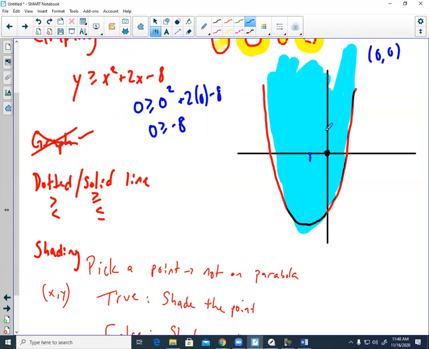If I picked the point (-1, 2), that would work here. If I picked the point (-3, 5), that would work because it's in the blue. So any point that's inside the blue would work, okay?